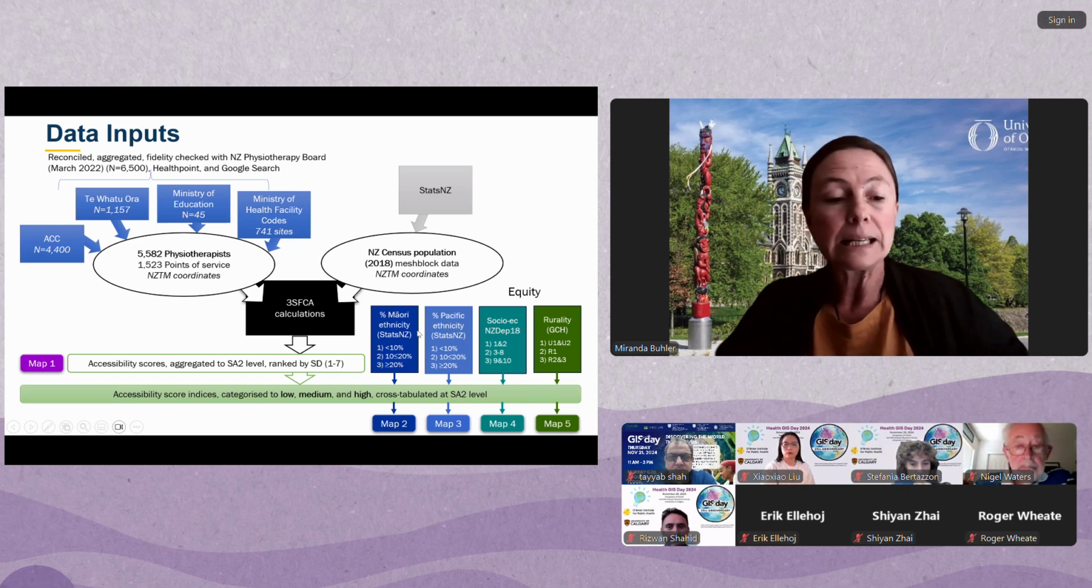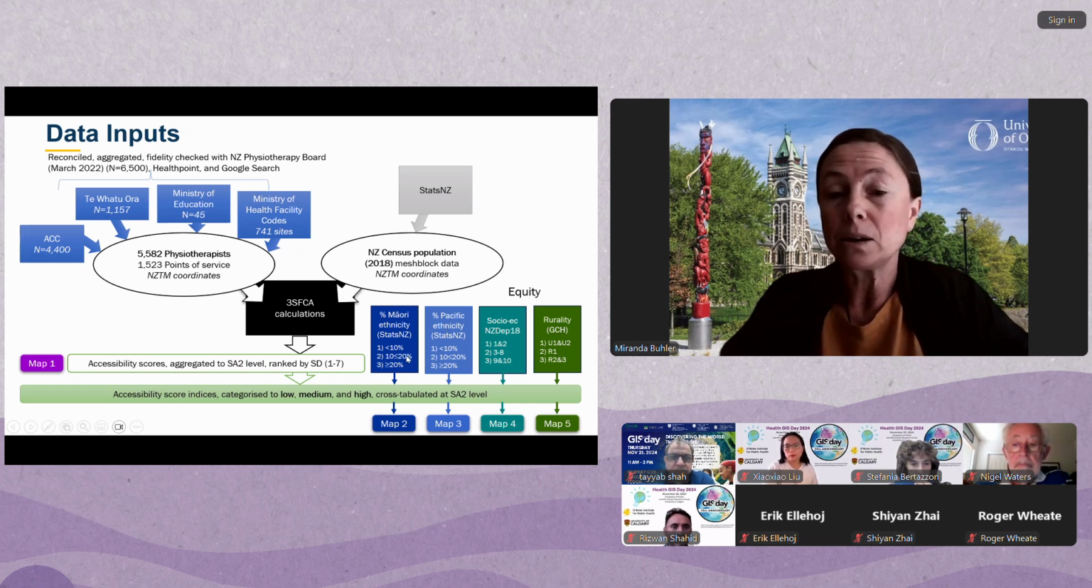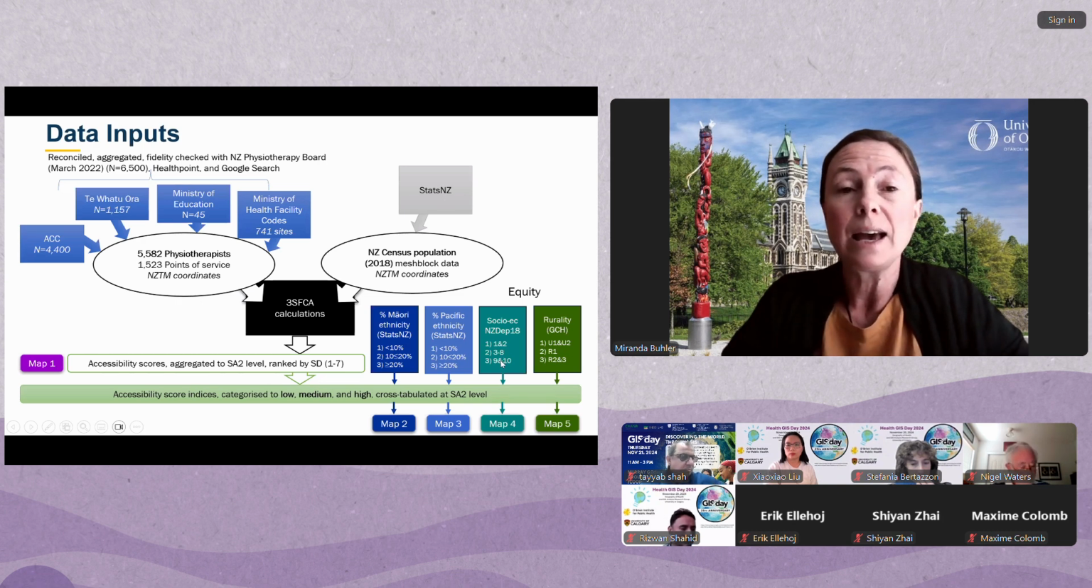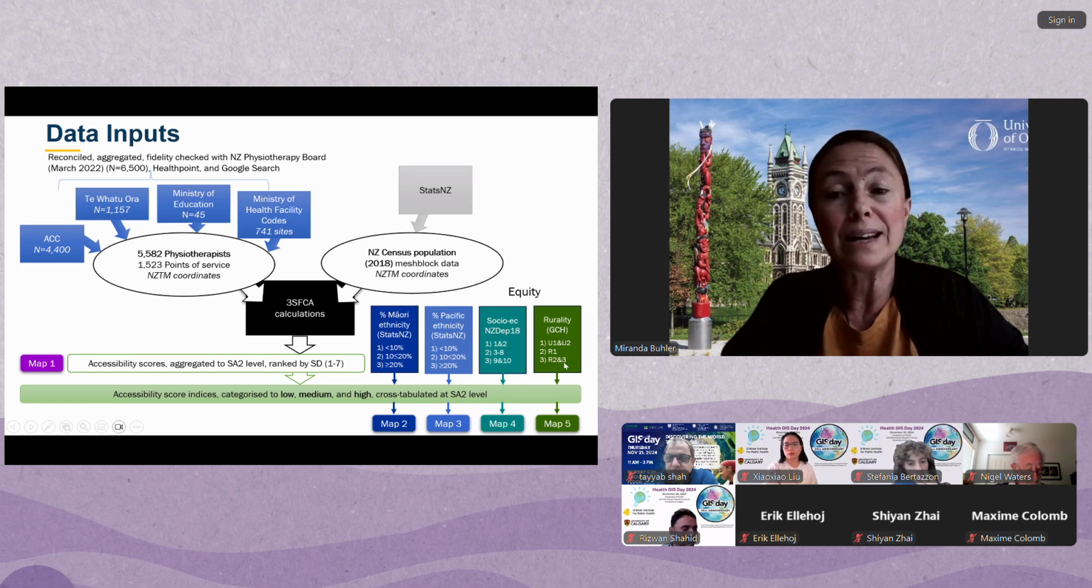So for Māori and Pacific ethnicity, these data also came from Statistics New Zealand, the census data, and were categorised as low, medium and high proportion ethnicity, where less than 10% was low, 10 to 20% proportion Māori Pacific medium, greater than 20% high. Socioeconomic data came from the NZ-DEP, also based on Statistics New Zealand data, and categorised as low, medium or high deprivation. And rurality data came from the newer geographic classification for health in New Zealand and categorised as urban, moderate or medium rural and very rural.